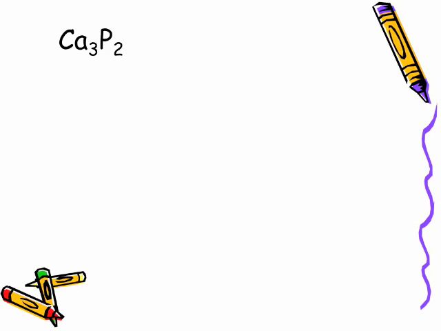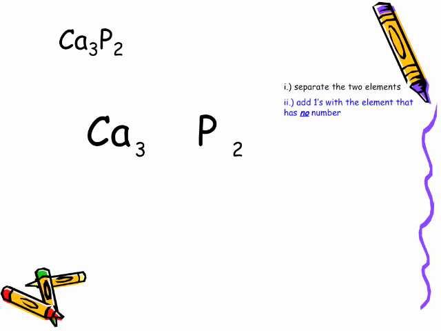So let's look at Ca3P2. First thing we want to do, identify metal, non-metal before we even start. So we notice that calcium is a metal, phosphide is a non-metal. So we can go about separating the two elements. Ca3P2. Now we're going to add ones to the elements that have no number, but both of them have a number already, so there's no need to put a 1. Okay, we are now going to cross over, but this time we're going to cross over from the bottom to the top.